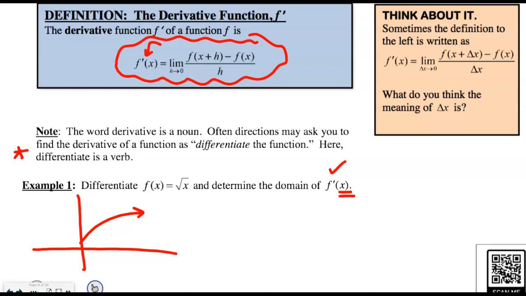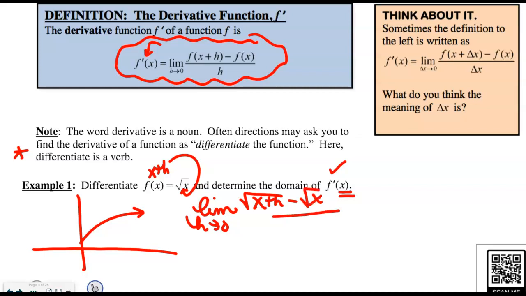So what I'll do is I will take the limit as h approaches 0 of f of x plus h. That means x plus h goes in as the input to x. So it'd be the square root of x plus h minus f of x, which is just root x, all over h. Now you notice when I plug 0 in, I get 0 over 0. I get root x minus root x over h, which is 0 over 0. So I need to clean this up.